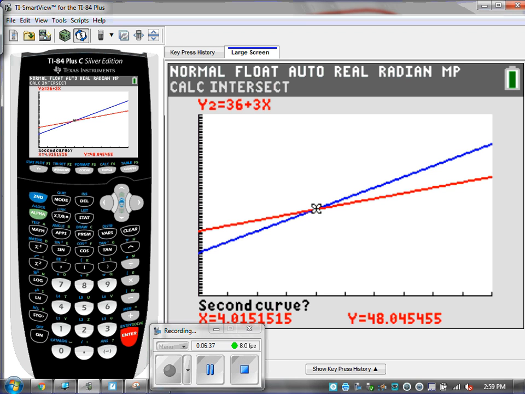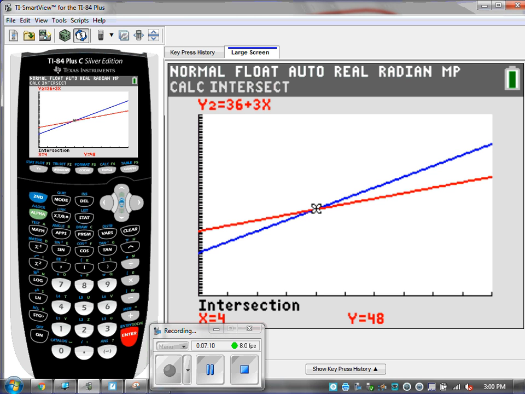It says the second curve, which is my red line. It already looks lined up for me. If it hadn't been, I would have used my arrow keys left and right to move it to the intersection. It now says guess. I hit enter again, and it tells me the intersection is (4, 48), which is the 4 hours that cost $48. So we have the calculator to check ourselves. I don't like relying on the calculator because you do have errors of entering things in, but it's a good way to check your algebra to make sure it is correct.